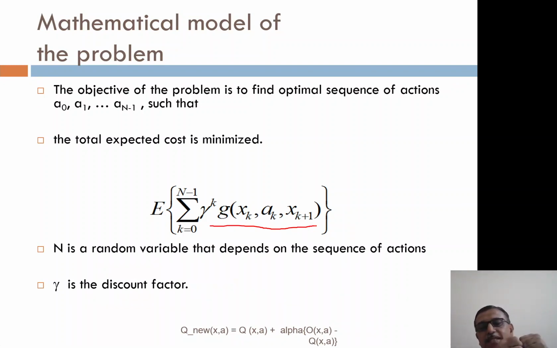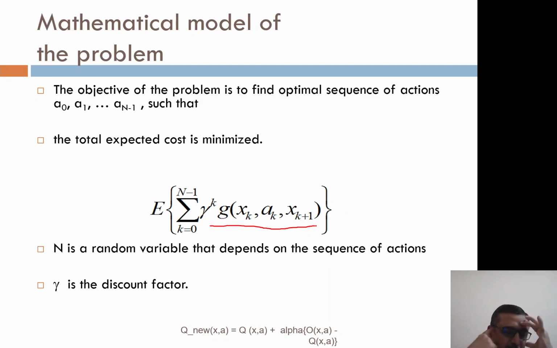So this g is the one step cost or one step reinforcement. So when you are in state xk, you take action ak, you go to state xk plus 1. Then in this framework, in the RL framework or in the Markov decision process, it will give a reward given by this expression. So the objective is to minimize this expectation.